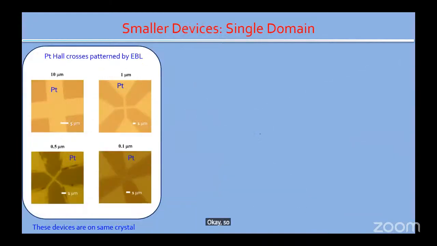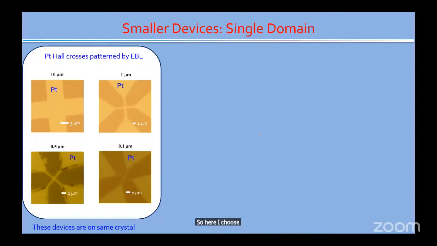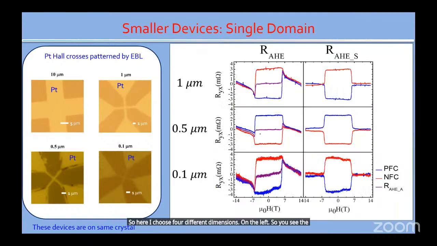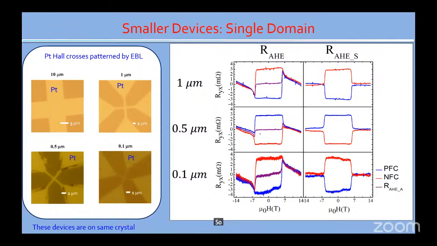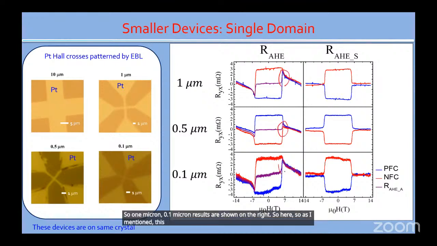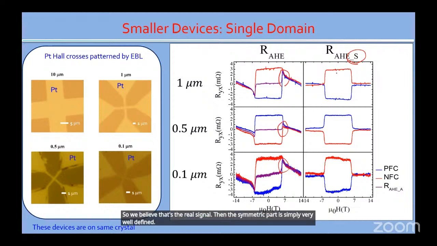So it's sensible to check whether this is true in smaller devices. Previously we used photolithography to define those devices. Now I'm using electron beam lithography to pattern devices from 10 microns down to 0.1 microns. Here I choose four different dimensions on the left. The 10 micron device behavior is very similar to what I showed earlier. The 1 micron, 0.5, and 0.1 micron results are shown on the right. As I mentioned, this antisymmetric feature still remains even down to 0.1 micron, so we believe that's a real signal. The symmetric part is simply very well-defined steps at the spin flip transition.